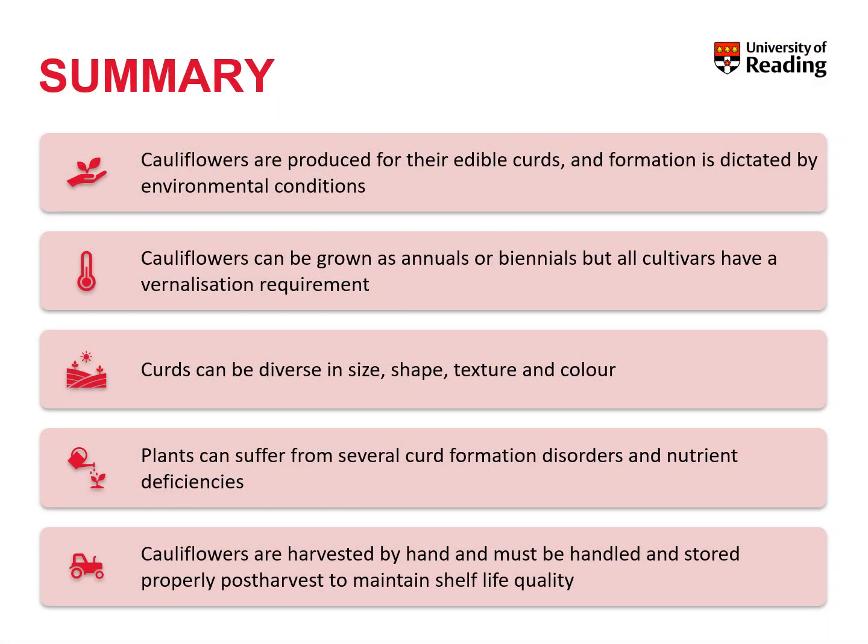So in summary, cauliflowers are produced for their edible curds, and formation of this tissue is dictated by environmental conditions. Cauliflowers can be grown as annuals or biennials, but all cultivars have a vernalization requirement. Curds can be diverse in shape, size, texture and colour. Plants can suffer from several curd formation disorders and nutrient deficiencies, and cauliflowers are harvested by hand and must be handled and stored properly post-harvest to maintain their quality.